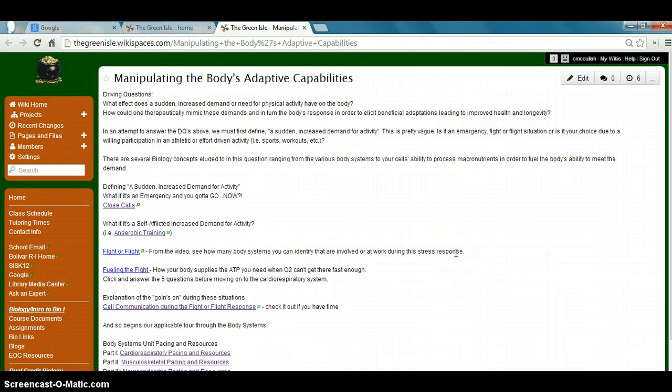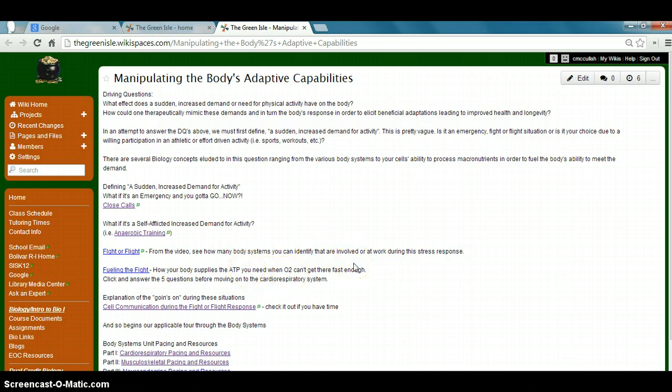It may allude to it. You may have to make an inference. It may show a picture of it. Just ask yourself, so again, watch it carefully, listen, and make some inferences. What all systems, what all body structures are going to be involved in carrying out this fight or flight response? And then the next thing you're going to do is fueling the fight. All right, how your body supplies the ATP you need when oxygen can't get there fast enough.